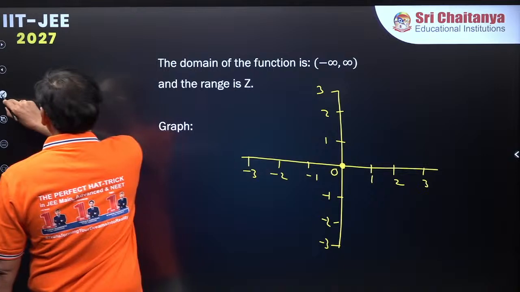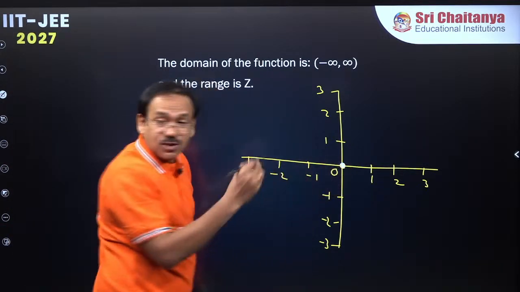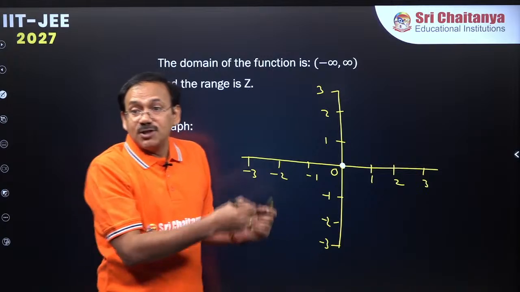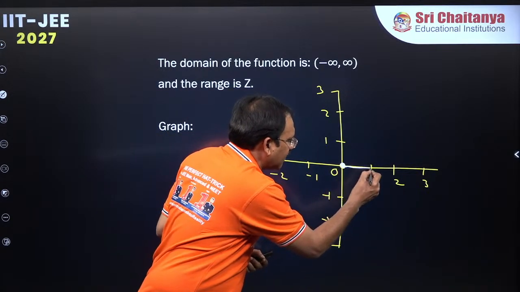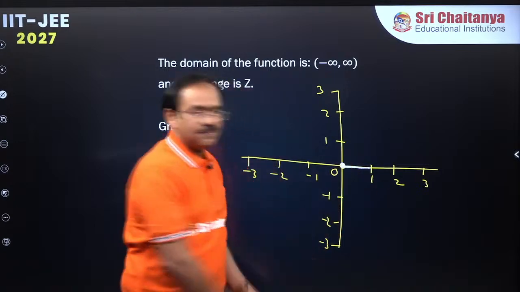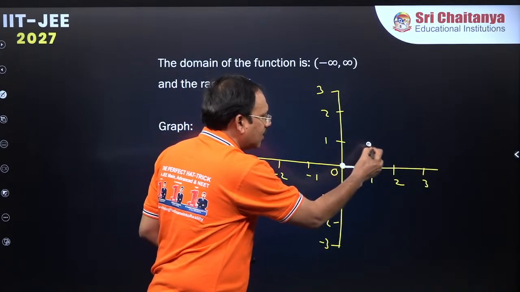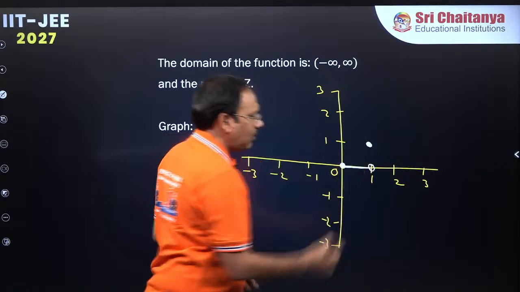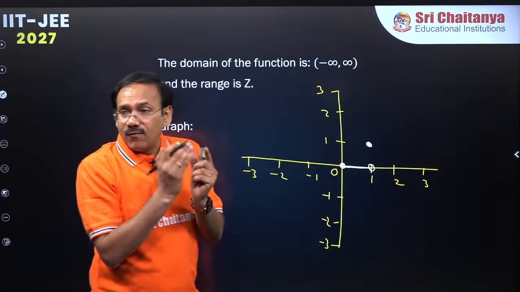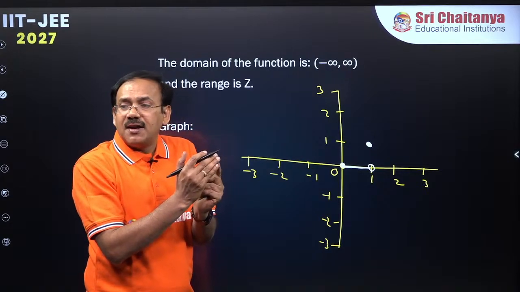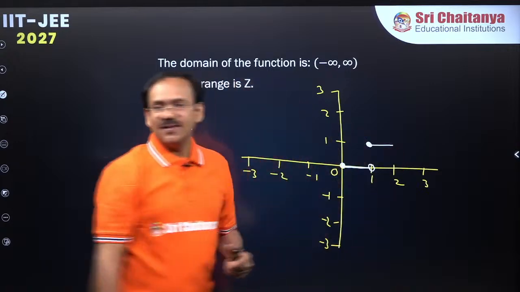Step x is going to be: step 0 is 0, step 0.1 is 0, step 0.2 is 0, up to step 0.9999 it is 0 only. But at 1, step 1 becomes 1 here. You take any number from 1 to 1.99999 something, and the step becomes 1.